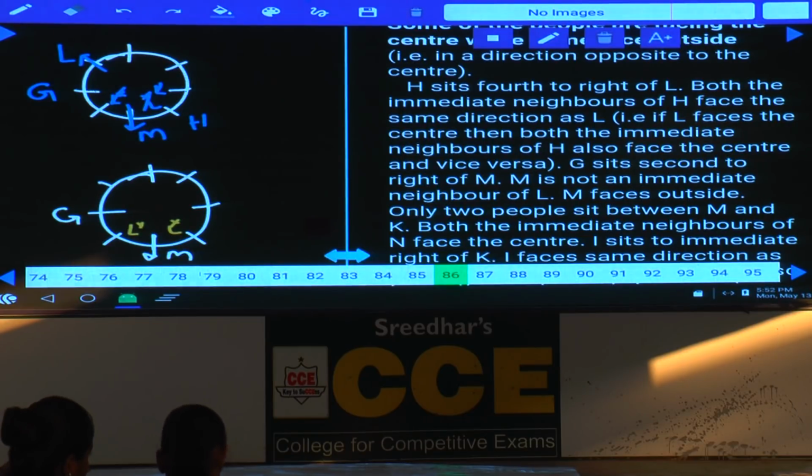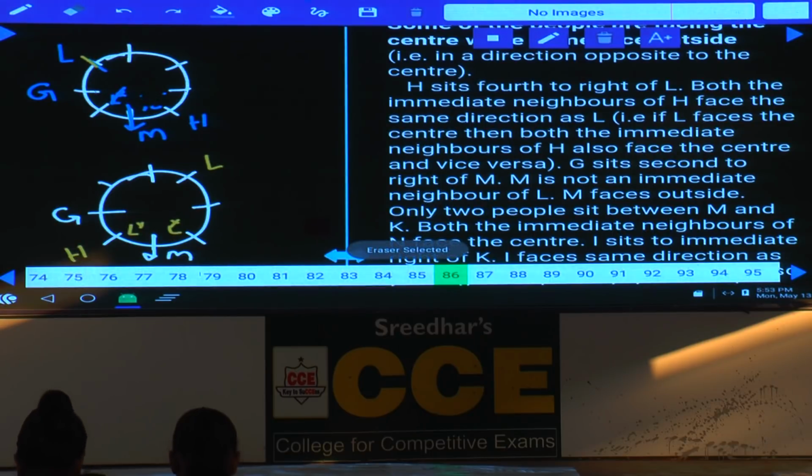And what is the other possibility we have? L must be at this place. If L is here, and L and H are opposite to each other, H is here, isn't it? As H is here, then H sits 4th to the right of L. The direction of this L cannot be identified as of now, isn't it? Whether this L is facing towards the center or away from the center, in both the cases, H sits 4th to the right of L is always valid.